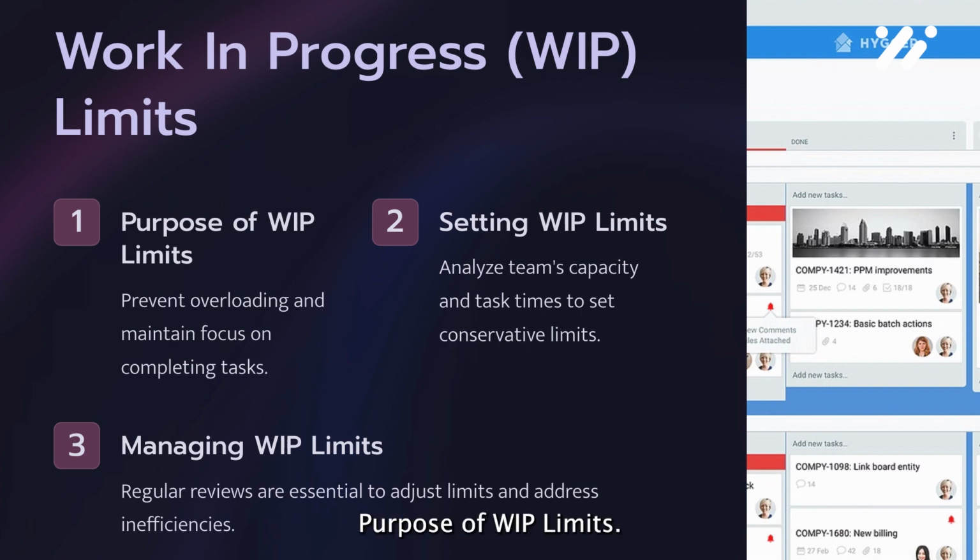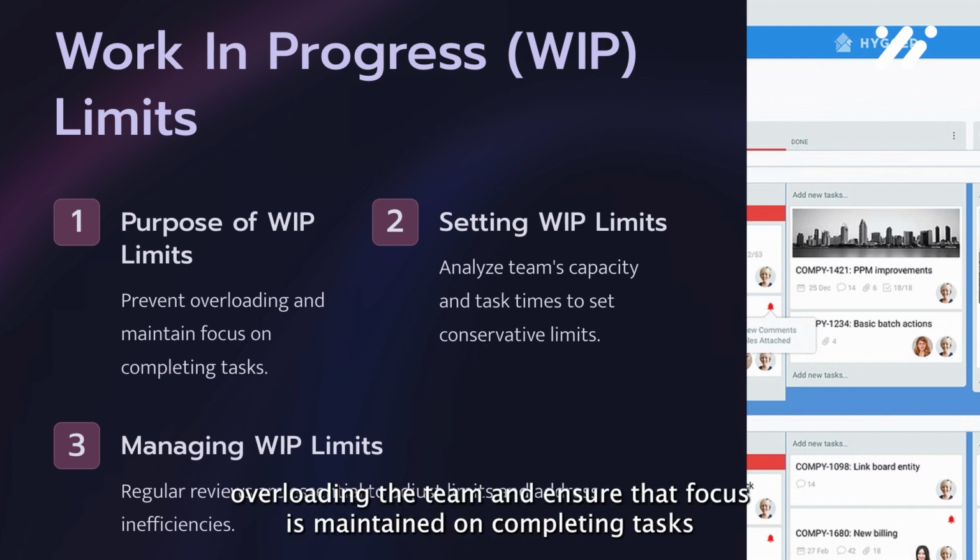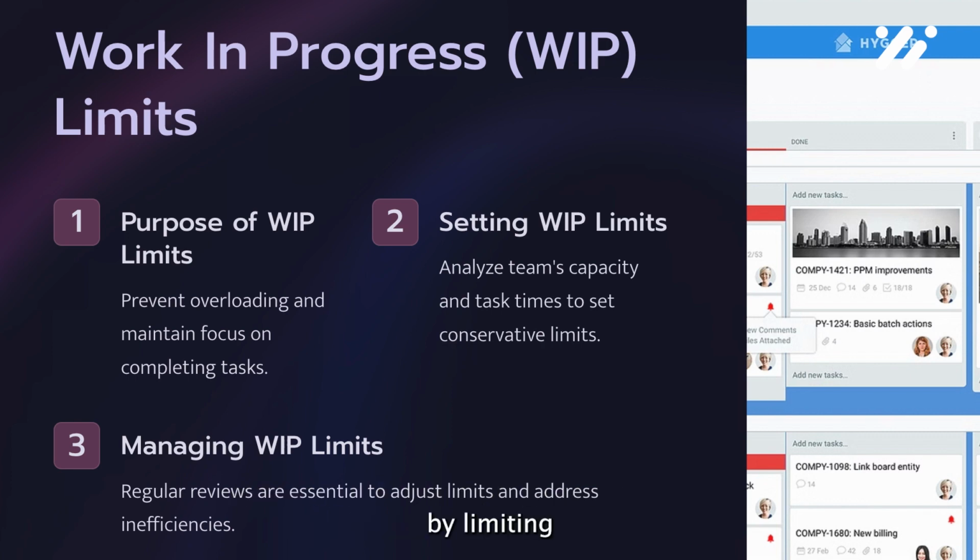Purpose of WIP limits. WIP limits are critical in Kanban as they prevent overloading the team and ensure that focus is maintained on completing tasks. By limiting how many tasks can be in a particular stage at once, teams can avoid bottlenecks and improve overall flow.